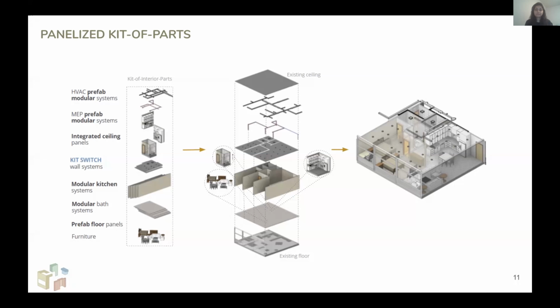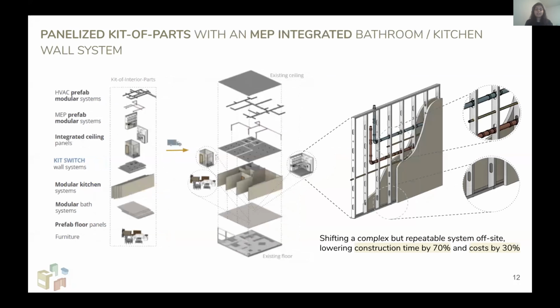We found that the key component of converting commercial buildings is the kitchen and bathroom wall system. It is both complex and repeatable, so it would be a good fit for offsite manufacturing. We projected that the prefabrication of this component would reduce the construction time by up to 70% and cost by at least 30%.